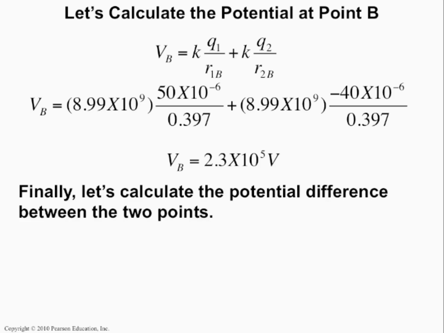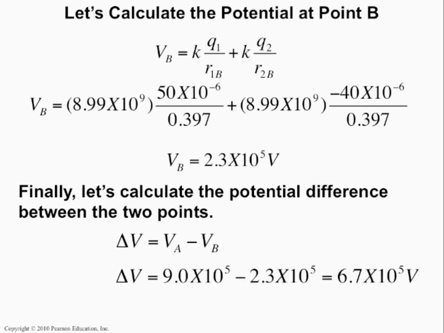Finally, let's calculate the potential difference between the 2 points. And so all you need to do there is subtract. Now, potential differences or voltages can be given as negatives or positives. Remember, it's just a matter of perspective and what kind of charge you're dealing with. When it doesn't specify, it's always preferable to give it as a positive. And so we're going to do VA minus VB, and that gives us 9.0 times 10 to the 5th minus 2.3 times 10 to the 5th, and that equals 6.7 times 10 to the 5th volts.